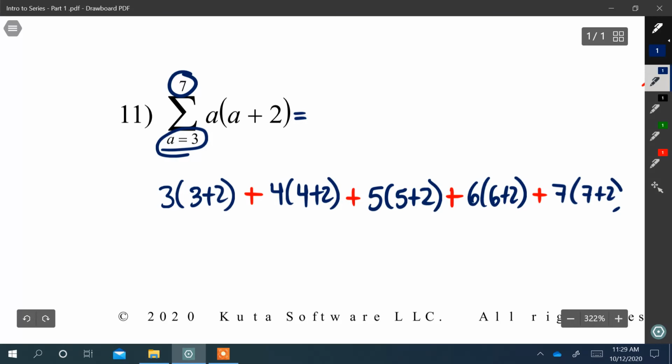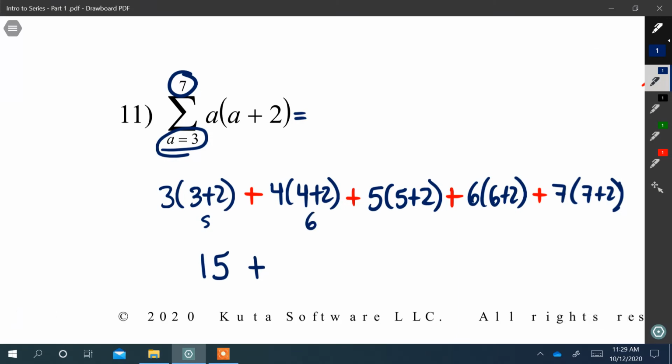So now let's figure out what that is. So 3 plus 2 is 5 there. And then 3 times 5 is 15. Okay, we got 4 plus 2 is 6. 6 times 4 is 24.